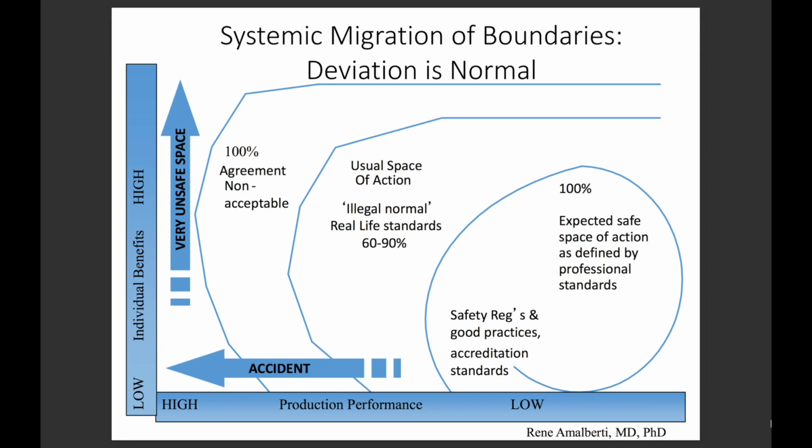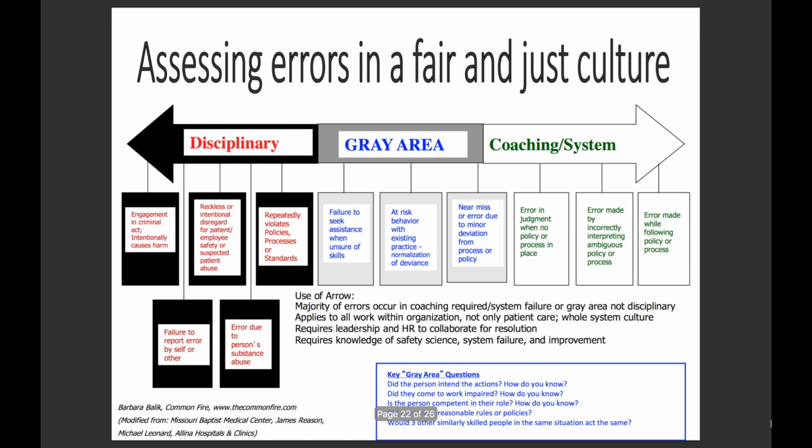But these accidents occur when the boundaries of normal become larger and larger, and we allow deviation from standards. So if you don't have a set of highly reliable standards, even in your lowest production areas, when you get to your highest production areas, you're likely to have harm occur. And this is again called normalization of deviance, and is something to avoid.